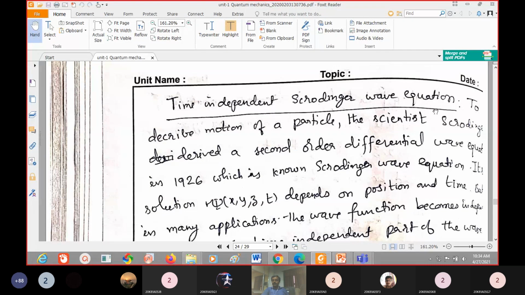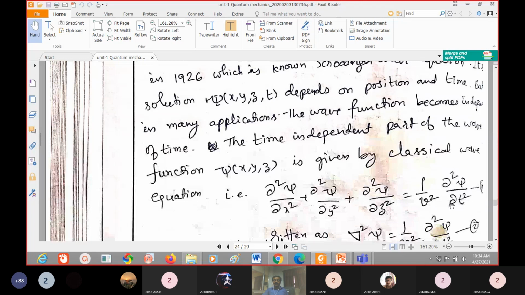This Schrödinger wave equation is the fundamental wave equation in quantum mechanics, like Newton's laws in classical mechanics. For explaining the Schrödinger time independent wave equation, we are taking the normal classical wave function. This classical wave function is for explaining light velocity. Maxwell proposed the classical wave equation. What is the classical wave equation? This is the classical wave equation here.